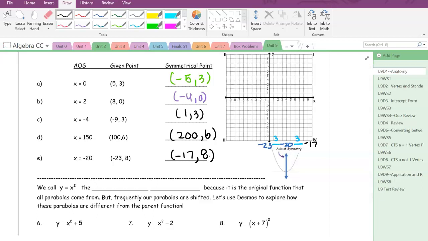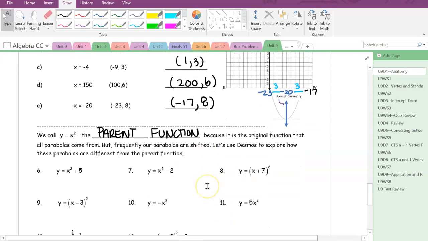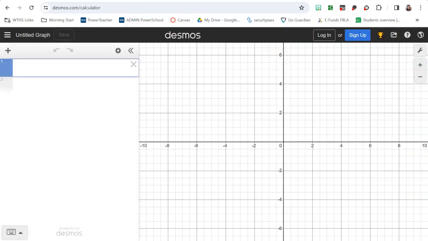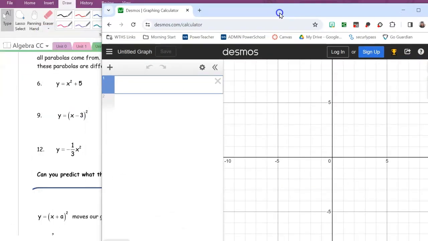All right, great job. The last thing we're going to do is talk more about the parent function, which I already mentioned at the beginning of our lesson, but now we're going to look at some transformations. A lot of times our parabolas are shifted, and we are going to use Desmos to see how these parabolas are different from the parent function. I'm going to go ahead and pull Desmos up here. I'm going to make it a little smaller.